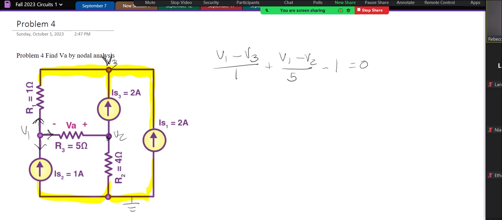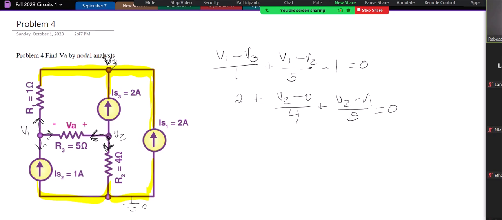Now I'll do V2. So for V2 going up, I have a 2 amp current source that's coming out of the node, so that'll be positive, plus, now the current going down, I'll do the beginning voltage, which is V2, minus the ending voltage, which is 0 because it's ground, over the resistance, which is 4, plus V2 going to the left. Beginning voltage is V2, ending voltage is V1, over 5, and that's going to equal 0.